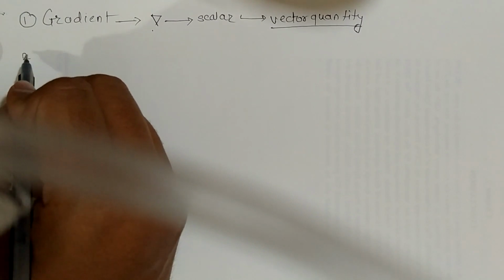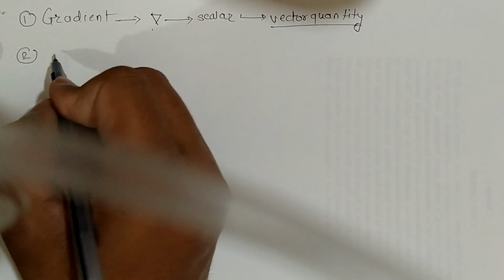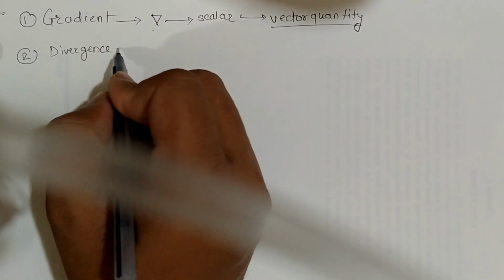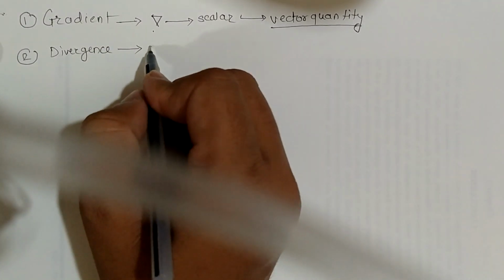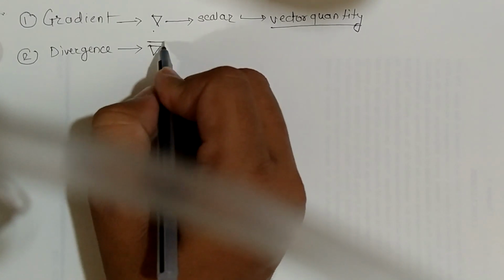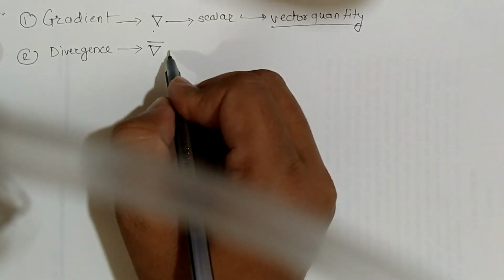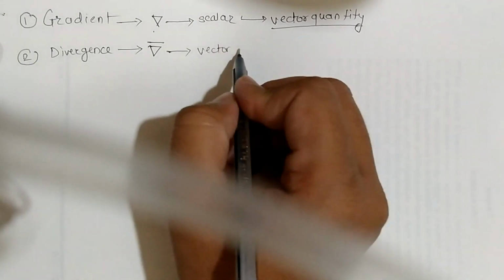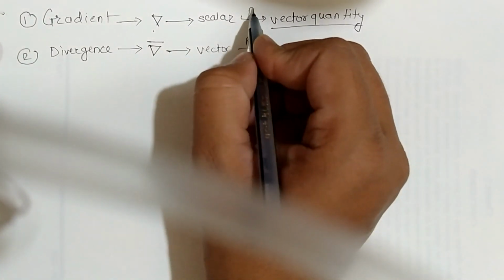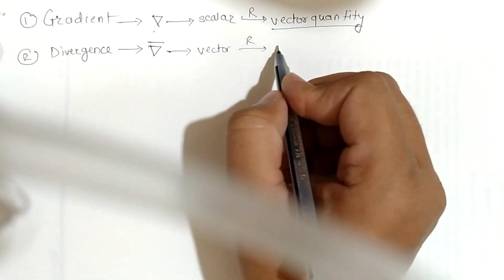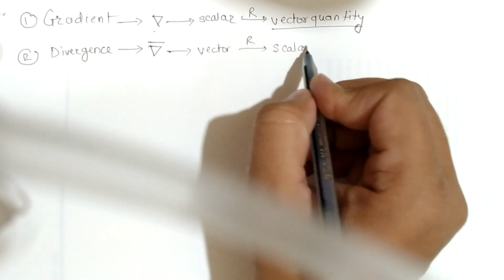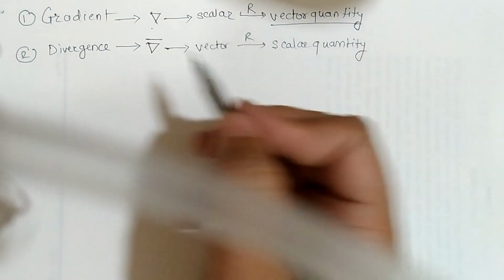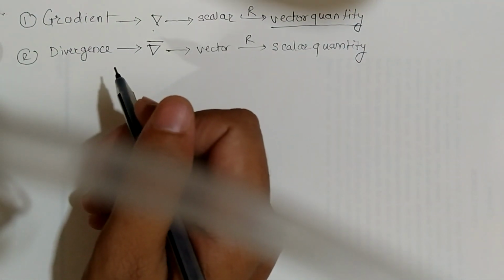The second concept that we had seen is the divergence. The divergence is denoted by nabla bar and is generally operated on a vector, and the result will always be a scalar quantity.